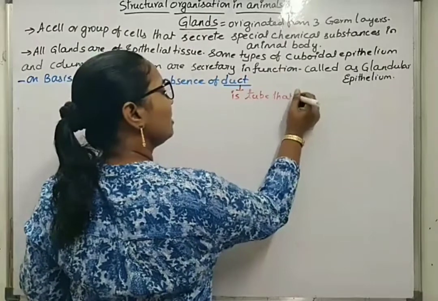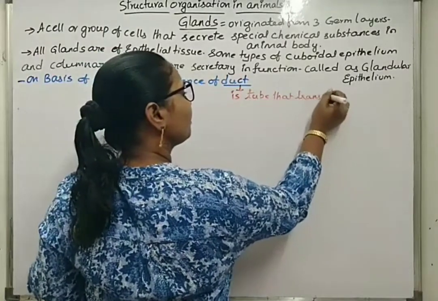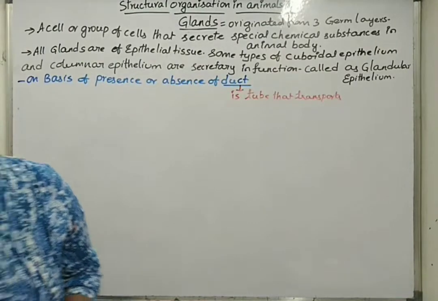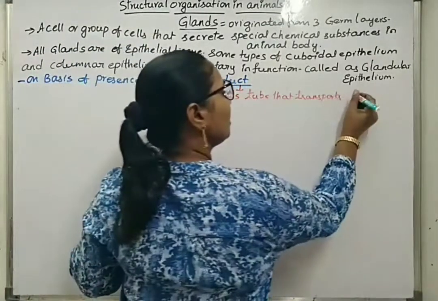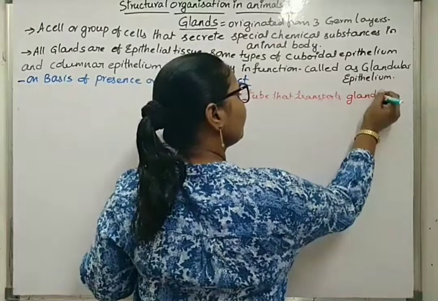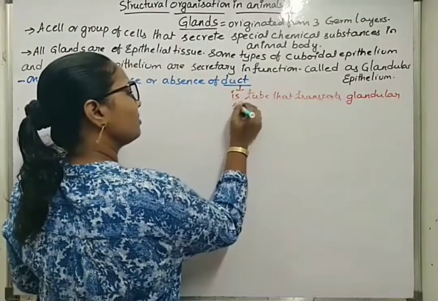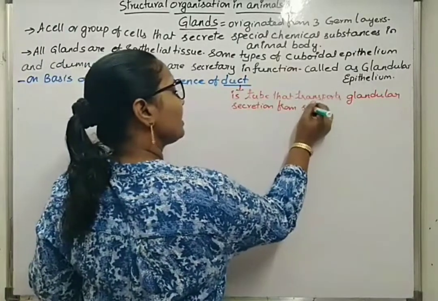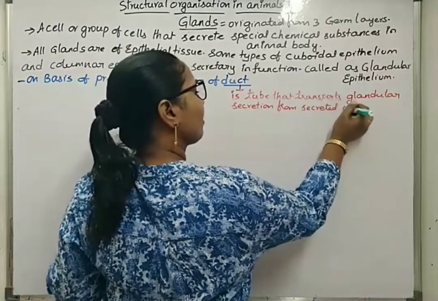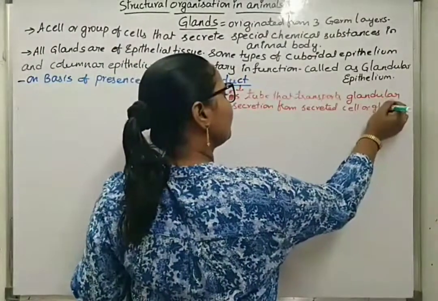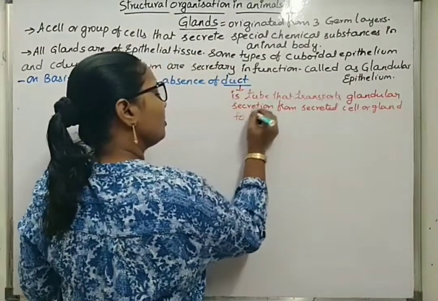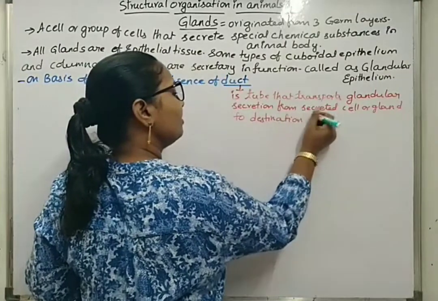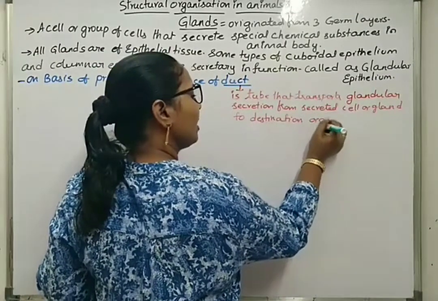A duct is a tube that transports glandular secretion from the secreting cell or gland to the destination organ or part.